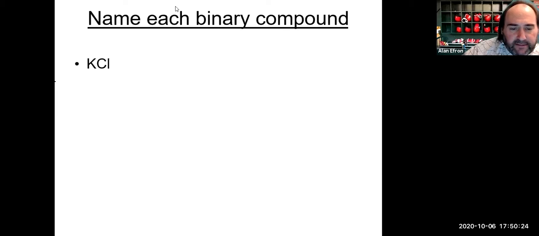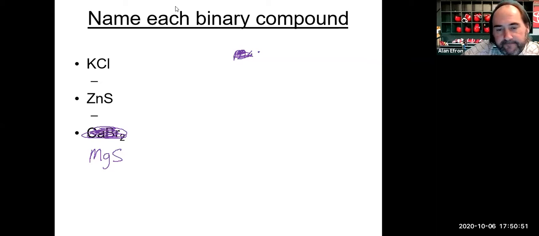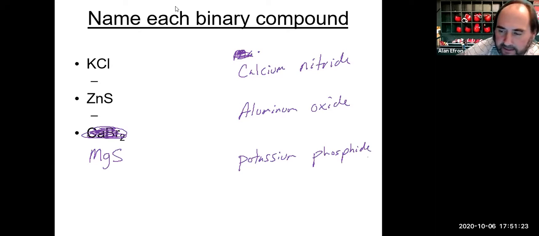All right, so why don't you try naming some of these? And since I jumped the gun on that last one, I will change it and we'll do a different one. Let's do this one here. Do that. And while you're at it, why don't you write the formula for these names? Calcium nitride. Let's do aluminum oxide. And let's do potassium phosphide. All right, left hand side, proper name, right hand side, proper formula. All that good stuff. I think I might even be missing one on this slide. There you go.